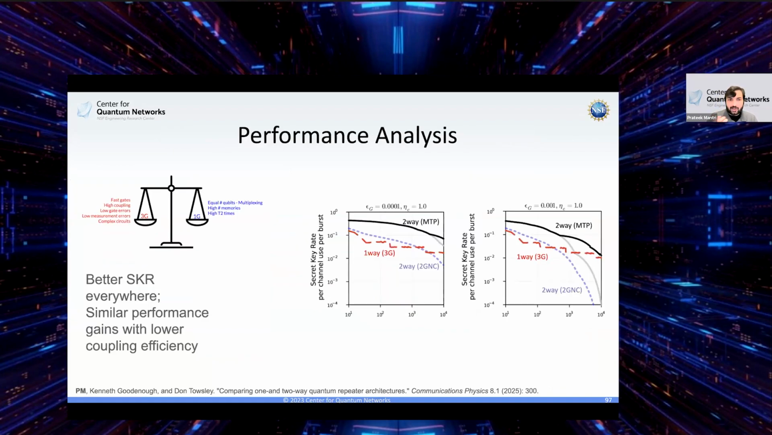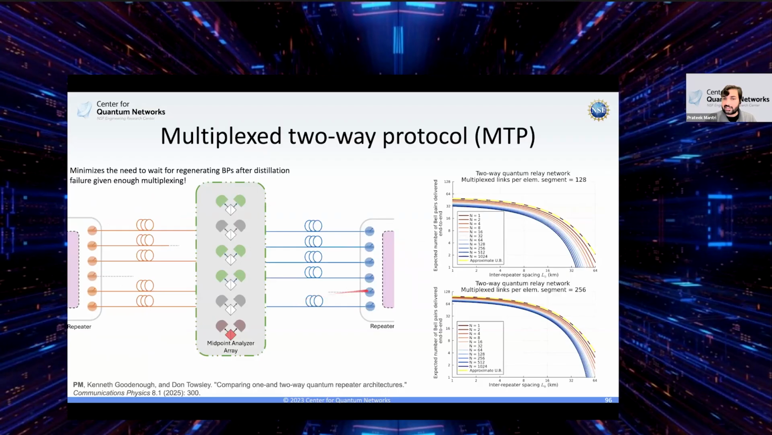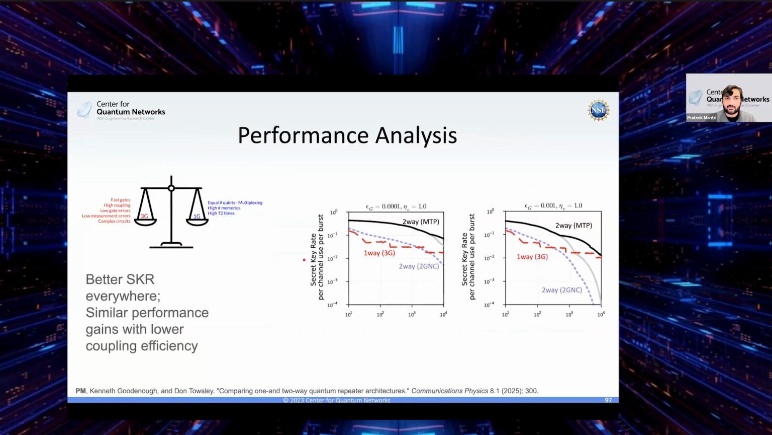So let's look at a fairer comparison. Let's give third generation the hardware that it requires to succeed. So let's give them fast gates, high coupling, low gate noise and measurement errors, and access to complex circuits, which they use for generating these high logical states. And for first generation, let's give them an equal number of qubits as the third generation. So whatever logical state that we have, we use the same number of qubits here. We give them the high number of memories that they require to generate these different multiplex channels in parallel.